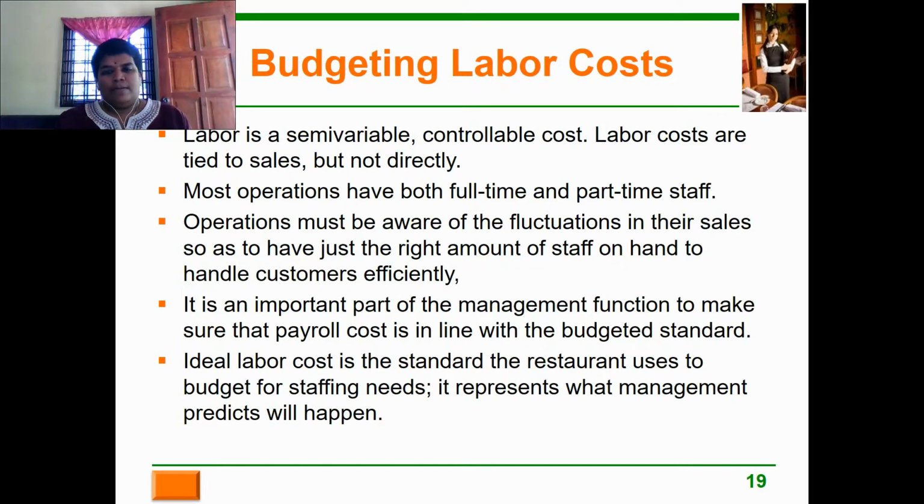Labor is a semi-variable, controllable cost. Labor costs are tied to sales but not directly. Most operations have both full-time and part-time staff. An operation must be aware of the fluctuation in their sales so as to have just the right amount of staff on hand to handle customers efficiently. It is an important part of the management function to make sure that payroll cost is in line with the budgeted standard. Ideal labor cost is the standard the restaurant uses to budget for staffing needs.